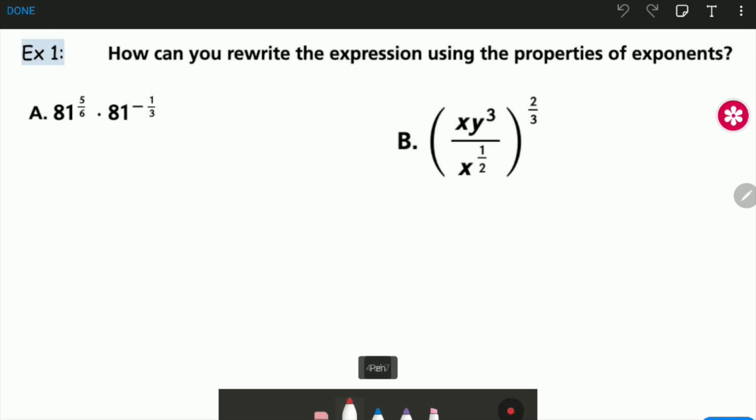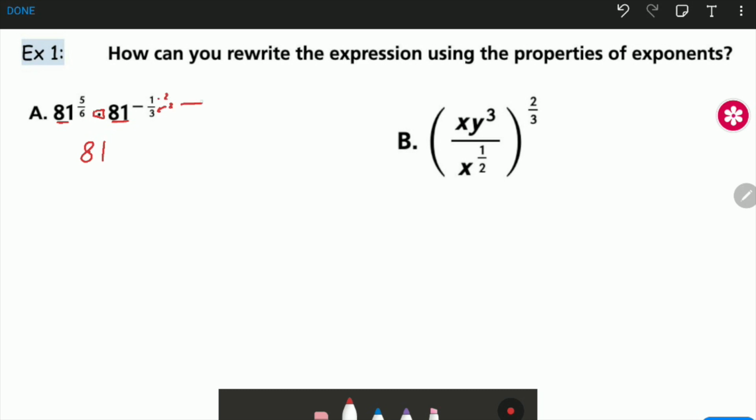But for this first one, for a over here, we have 81 to the 5/6 times 81 to the negative 1/3. Well, when we are multiplying two expressions with exponents, if those expressions are the same base, then the exponent properties say that we can add the exponents. It's the product of powers property. So according to the property, we add the exponents. However, we do need a common denominator to actually add these exponents. I think the common denominator would be 6. So we would have to multiply the second fraction by 2 over 2.